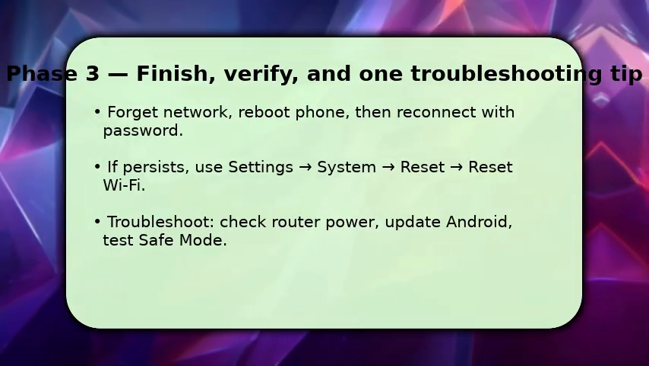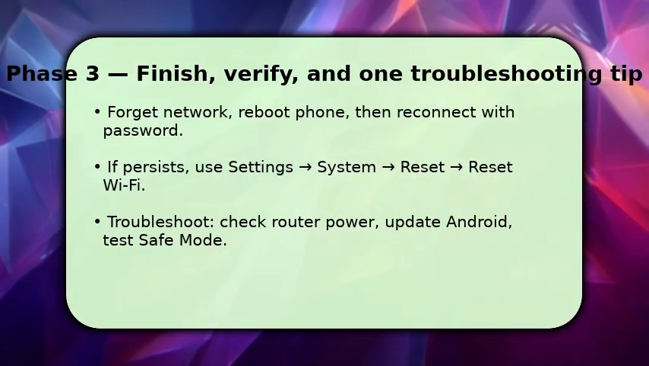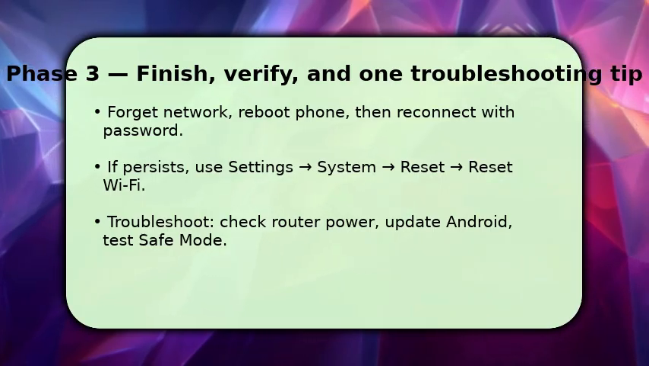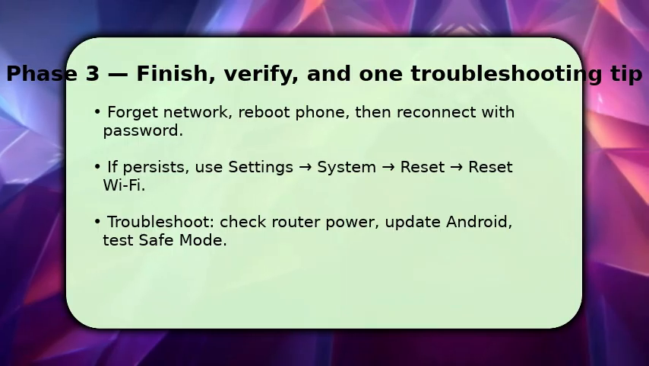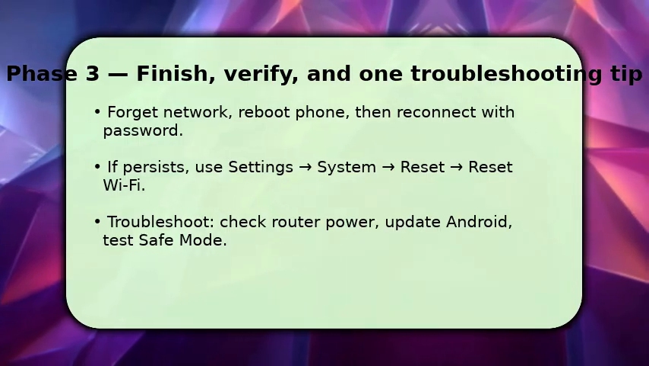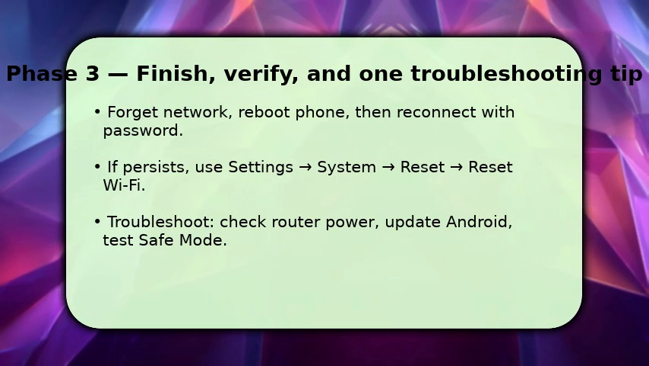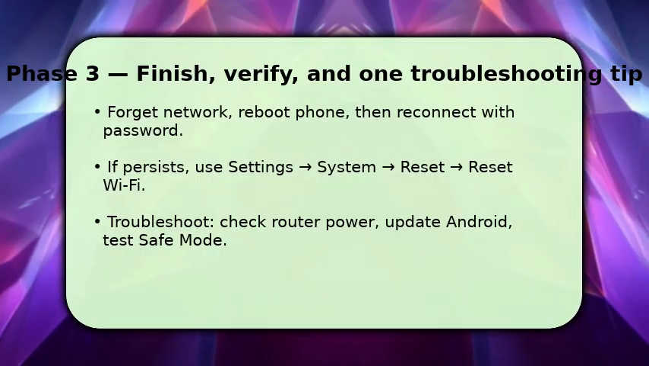If the problem continues, perform a network reset via Settings > System > Reset Wi-Fi, Mobile, and Bluetooth. This clears corrupt profiles. Make sure the router is stable, install any Android updates, and if needed, boot into safe mode to rule out third-party apps. If safe mode fixes it, uninstall recent apps one by one until stable.